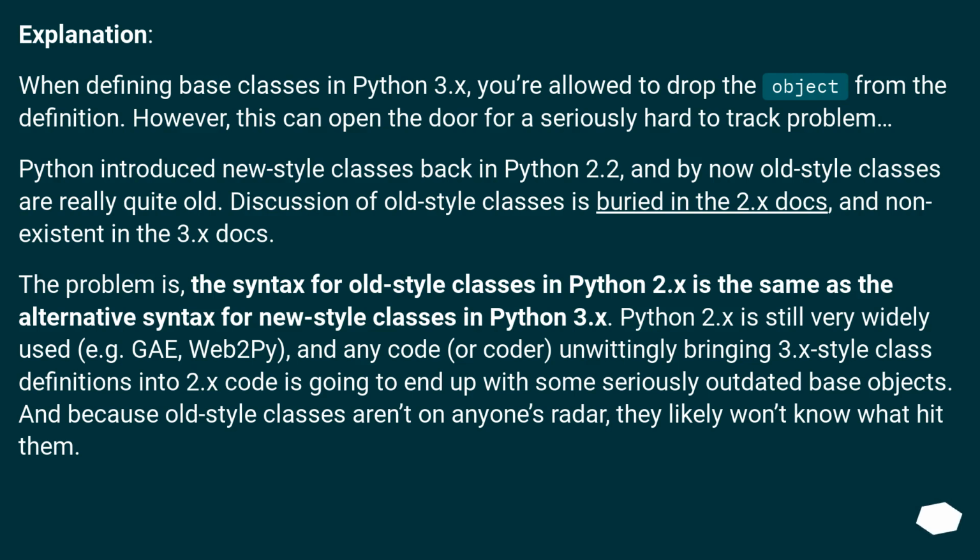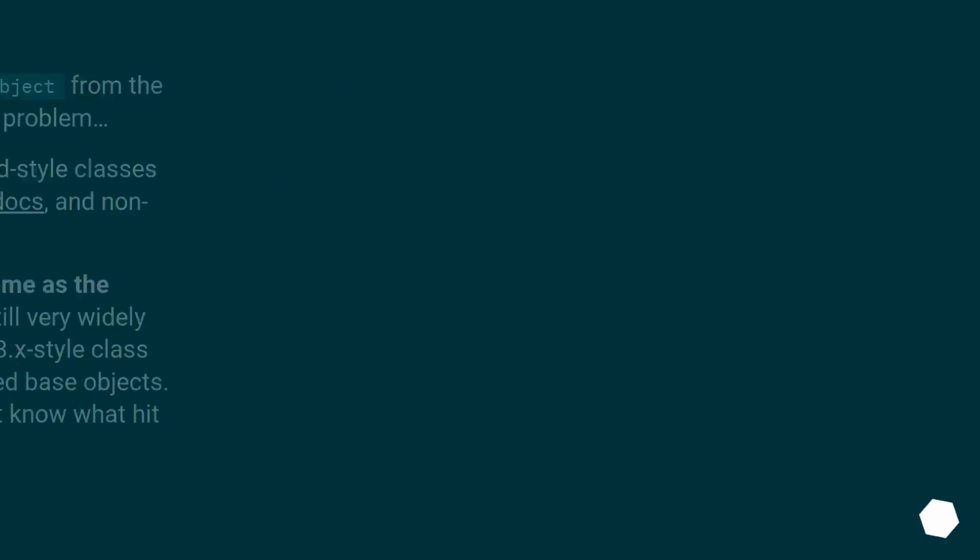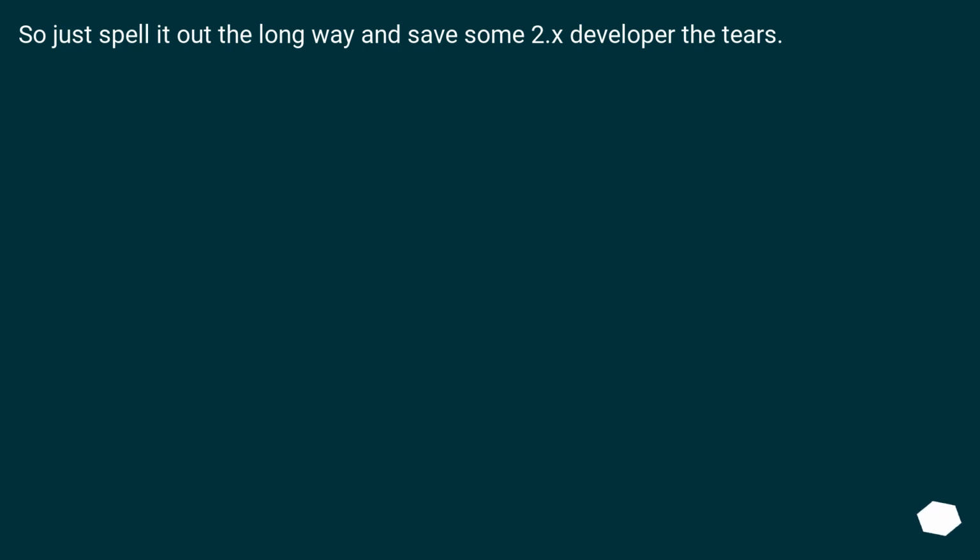The problem is, the syntax for old-style classes in Python 2.x is the same as the alternative syntax for new-style classes in Python 3.x. Python 2.x is still very widely used, for example GAE, Web2py, and AnyCode. Unwittingly bringing 3.x style class definitions into 2.x code is going to end up with some seriously outdated base objects. And because old-style classes aren't on anyone's radar, they likely won't know what hit them. So just spell it out the long way and save some 2.x developer the tears.